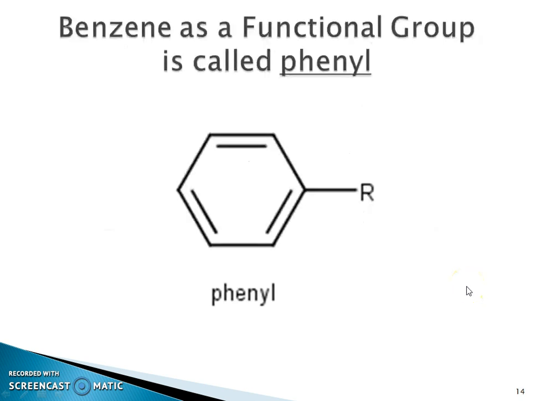Now, why this occurs, I'm not sure, but instead of a functional group, benzene is called phenyl. They call it phenyl. So anytime you have a functional group as a benzene ring, again, this R means that this would be a carbon, right, or a chain of carbons. So this would be our functional group of phenyl.